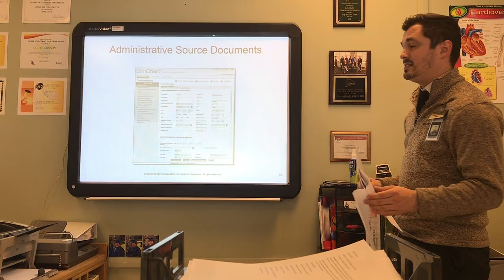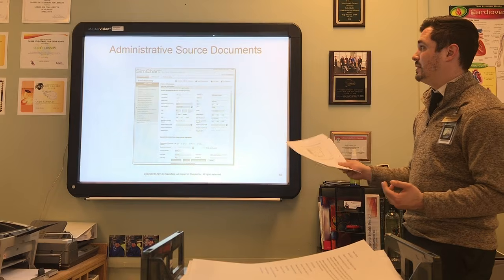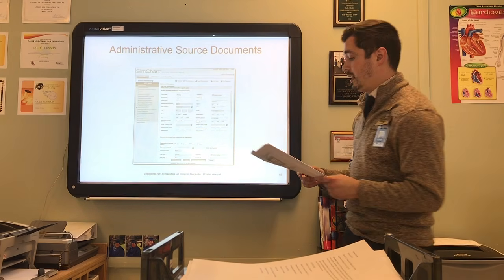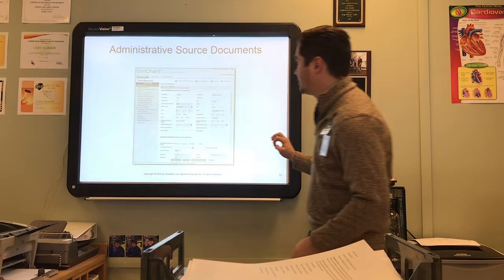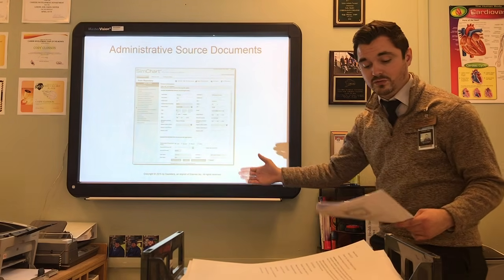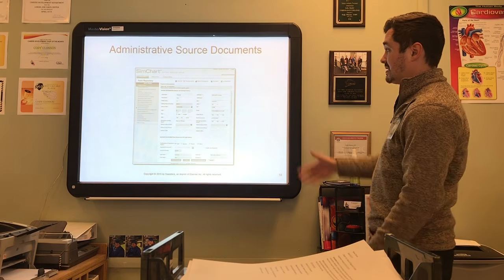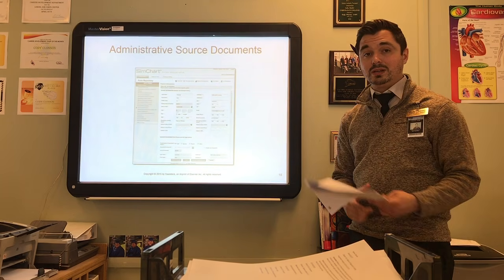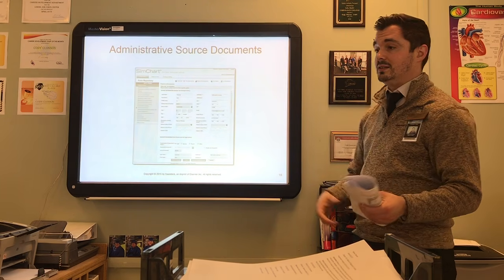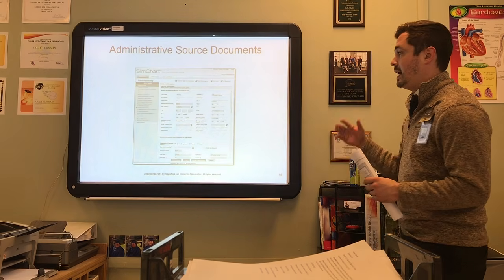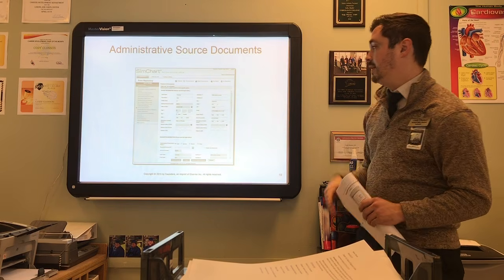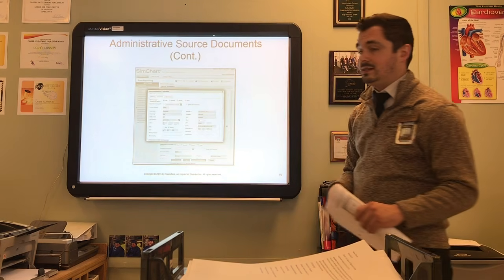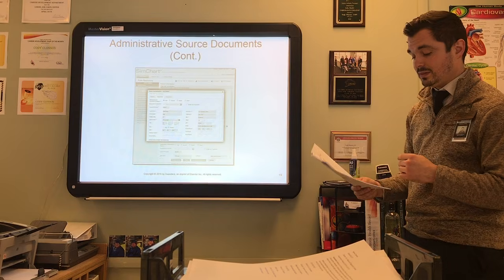I know it's really hard to see on here, okay? But here are some administrative source documents. This right here is, let me see if I can see, oh, this is just a patient information form. So this is a template that you would get on and just fill out the blocks, with a patient information form. Adding their last name, their demographic information, their insurance carriers, their driver's license, their social security number, those types of things here.